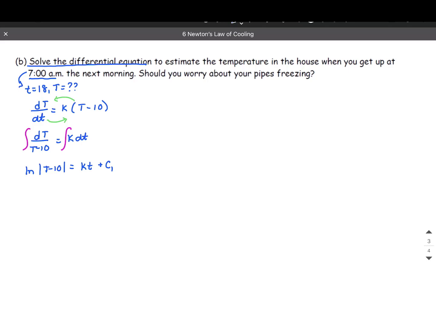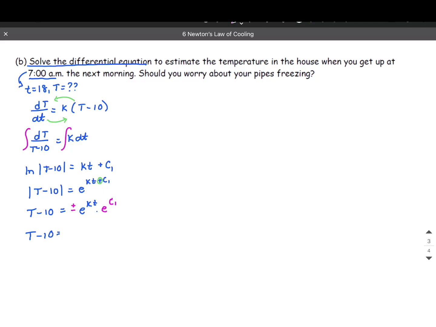Now we have a natural log equation. To solve a log equation, we change it to exponential, so it's the absolute value of T minus 10 equals e to the kt plus c1. Now we want to get rid of our absolute values, which means we have to make sure the other side could be positive or negative. And when we have addition in an exponent, that means we had e to the kt times e to the c1.